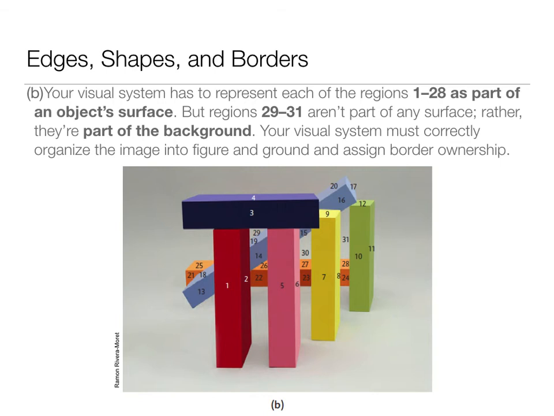Your visual system says, okay, 1 through 28, and if you pause this video and look through this or look at it in your book, 1 through 28 are part of the object's surface. But 29 through 31 aren't. They're part of the background. But they provide just as much information as 1 through 28 did. Your visual system has to parse this information. Where are these edges and these borders? What is then making up the shape? What are the shapes, so that we can see this as these 7 distinct blocks.